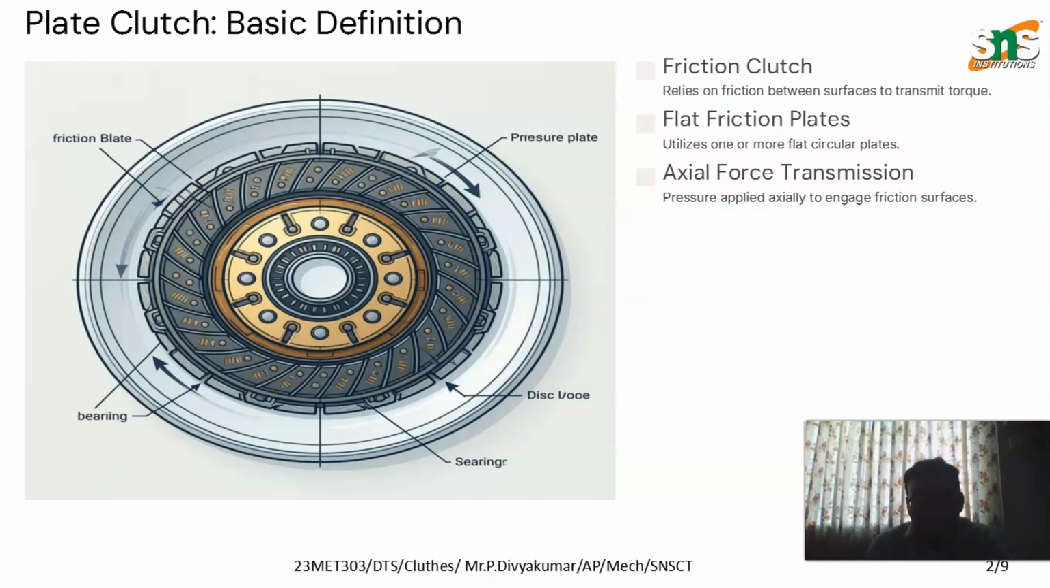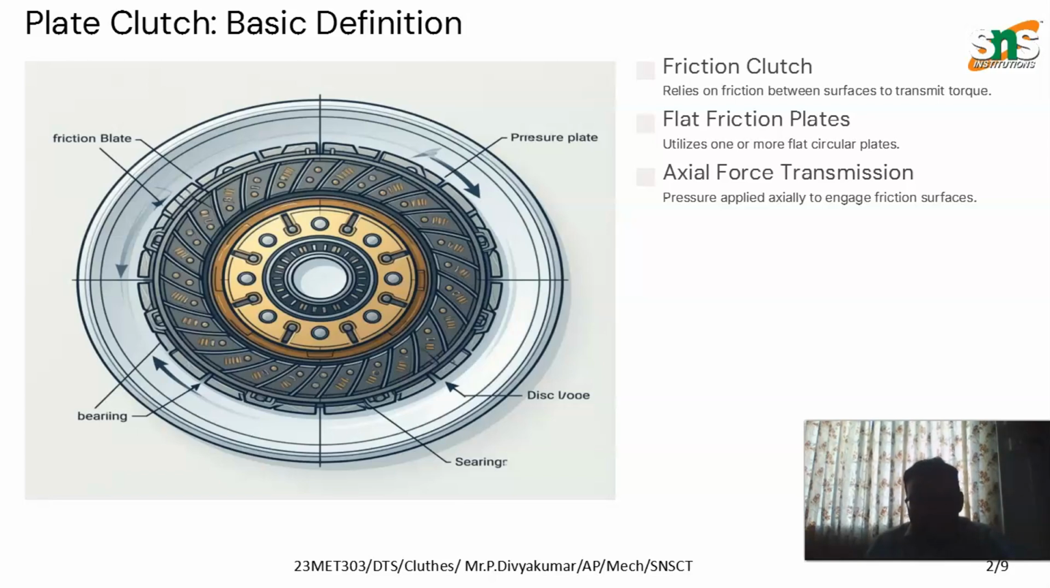Next, we are going to discuss the construction of the plate clutch. Here there is a friction lining which is mounted on the clutch plate, a splined hub connected to the gearbox, and the springs provide the axial force, and the pressure plate ensures firm contact.